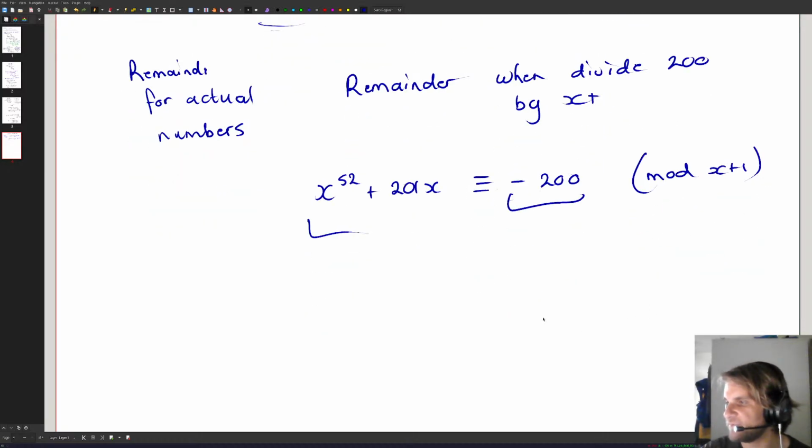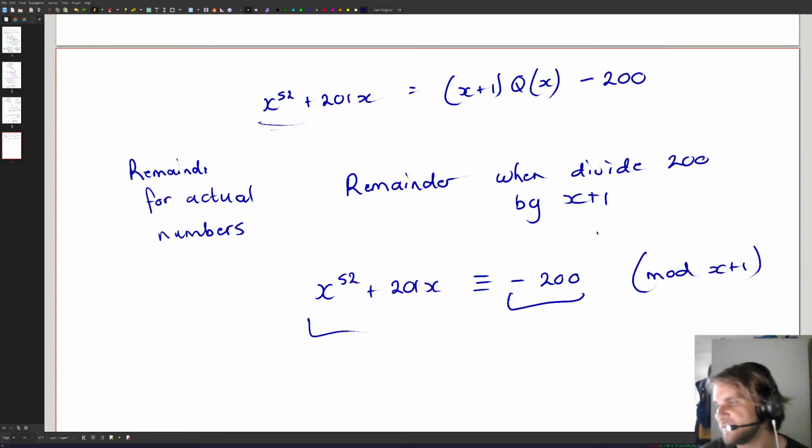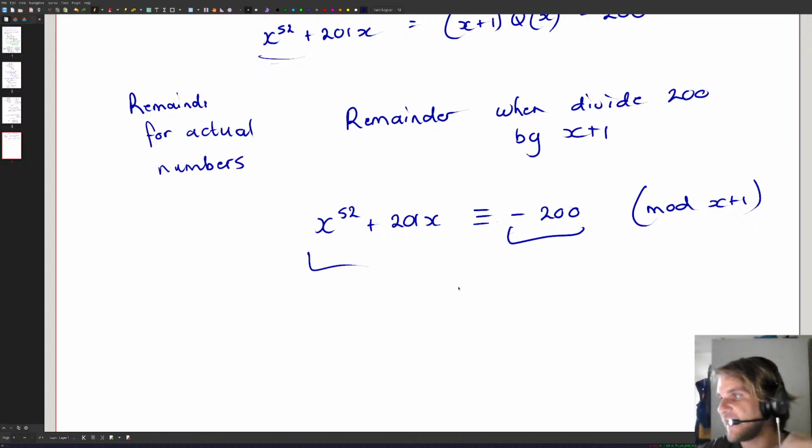So it's the same as the remainder when you divide 200 by x plus 1 for actual numbers. So for x equals 1, the remainder when I divide 200 by 2 is 0. But if I were to plug in 57 for x, the remainder when I divide 200 by 58 is, I don't know, 40 something, because 3 times 58 is 174, and then I'm left with 26. So 26 if I were to plug in 57, for example. So it's not going to be a fixed number, but we do know something about what that number is going to be.